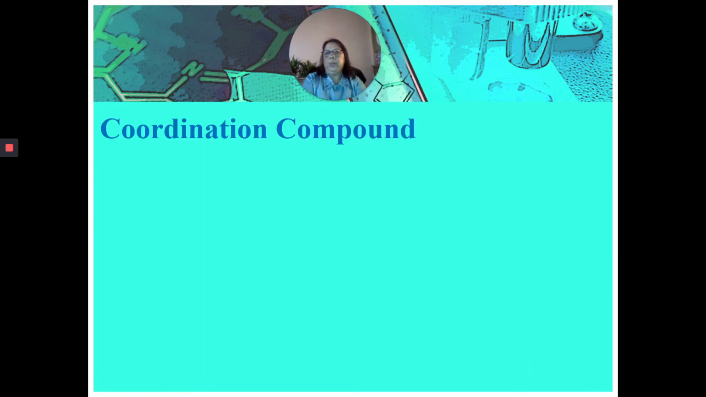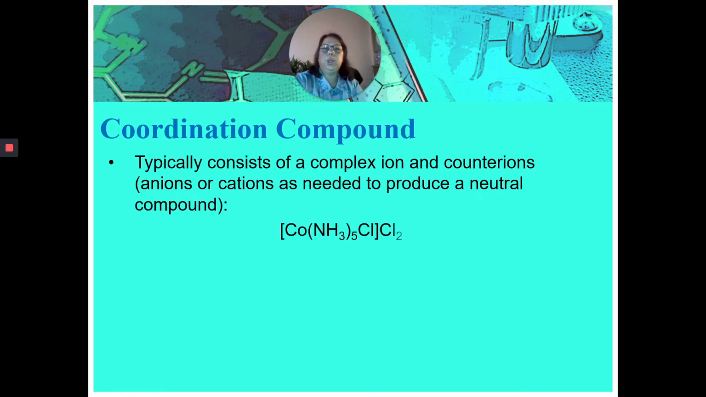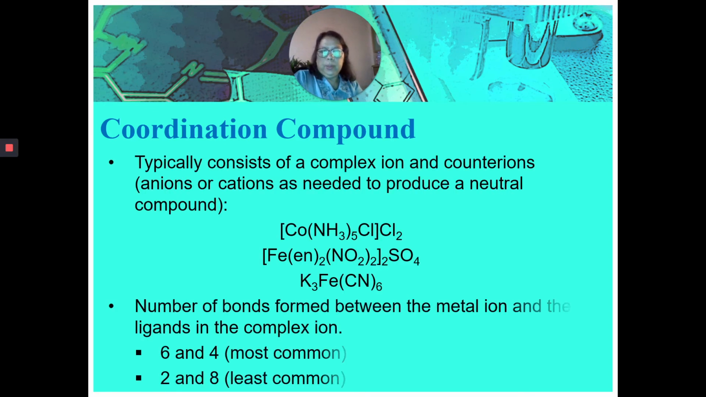Okay, next topic, coordination compound. Typically, transition metal consists of complex ions and counter ions. So, anions or cations are needed to produce neutral compounds. That is the rule that you have learned when you were in your grade school.